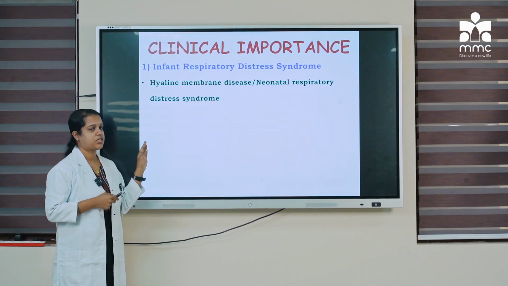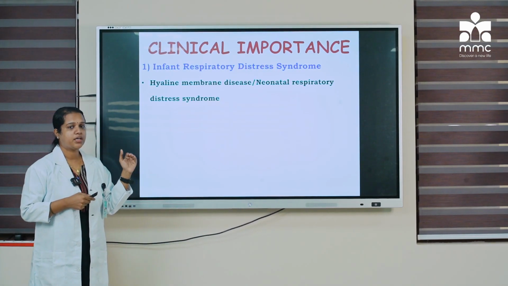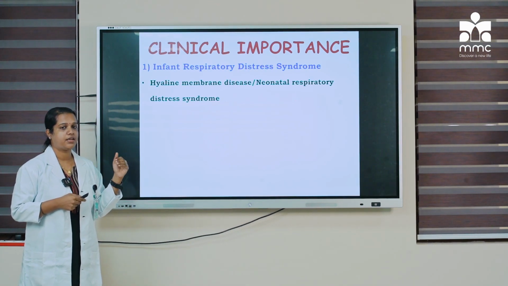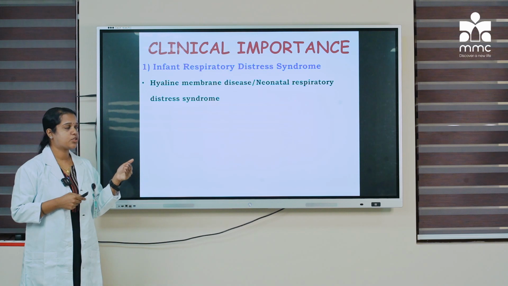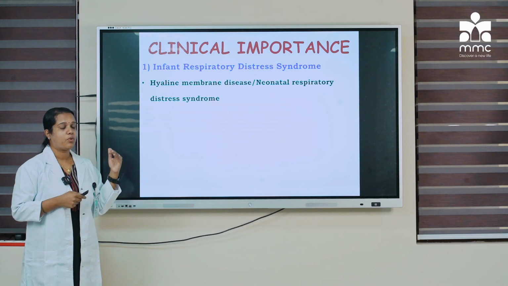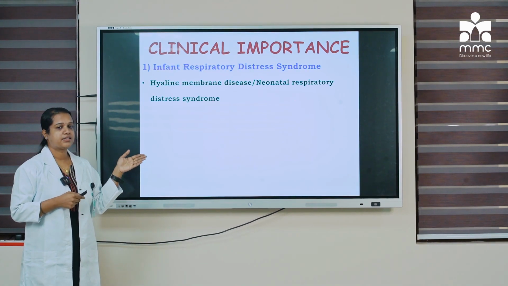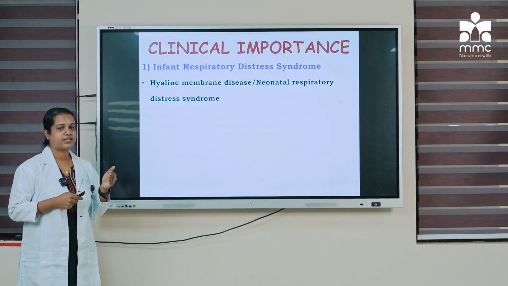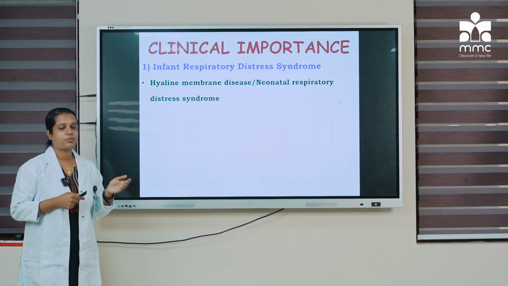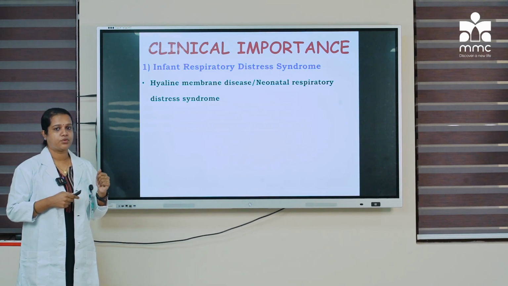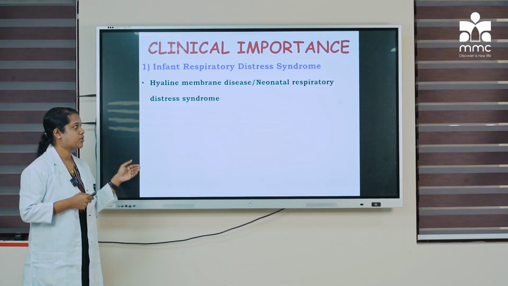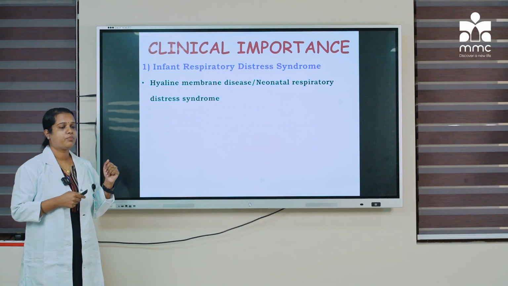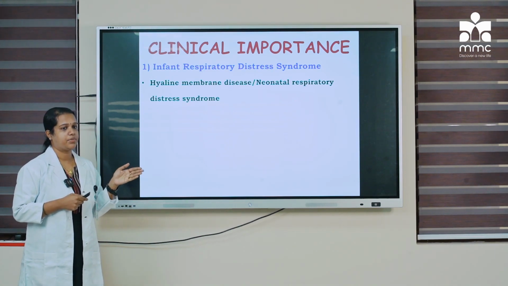Now this is a condition that is seen in premature infants, that is infants who are born before attaining complete maturity. So in premature infants, what happens is the surfactant synthesis will not be complete. Usually complete surfactant synthesis happens around 31 to 32 weeks of intrauterine life. Now in premature infants, the surfactant synthesis will not be complete, so the lung maturity will not be complete.